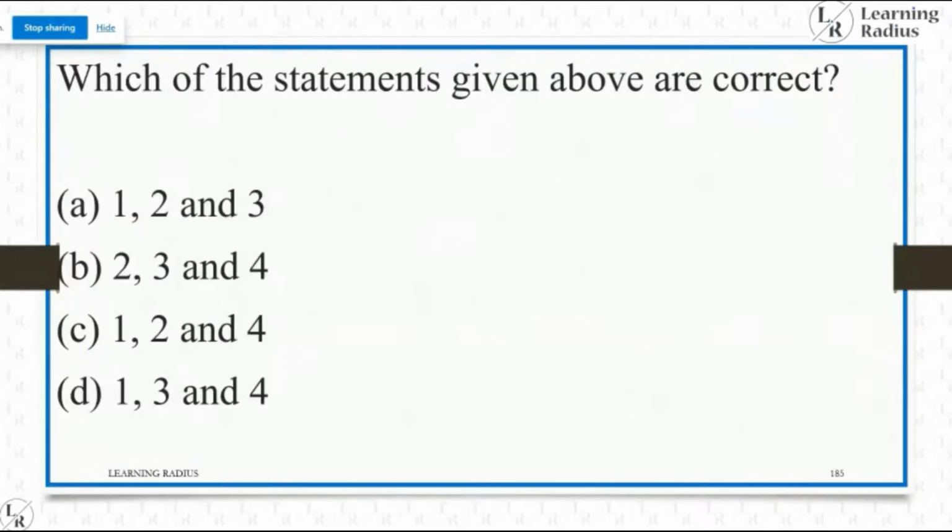So out of the options 1, 2, 3; 2, 3, 4; 1, 2, 4; and 1, 3, 4, you can see the answer is C.